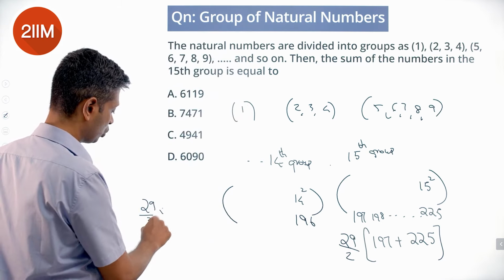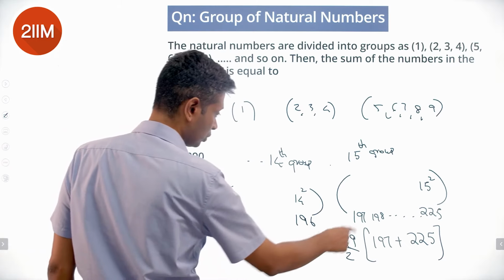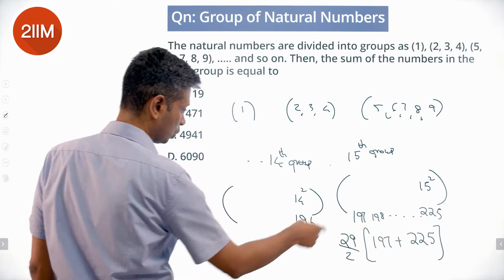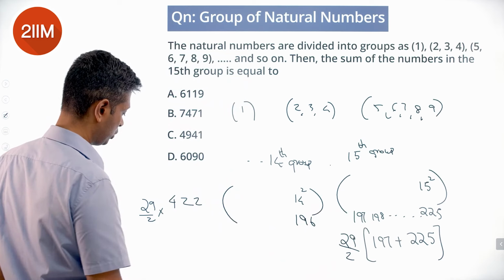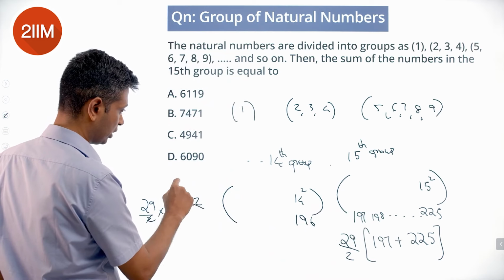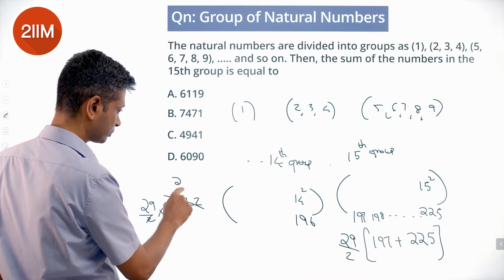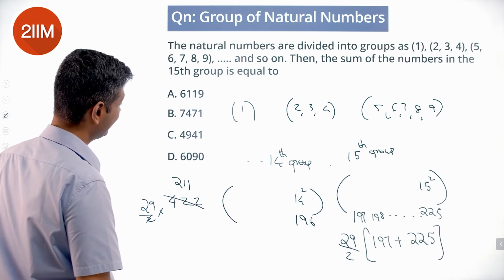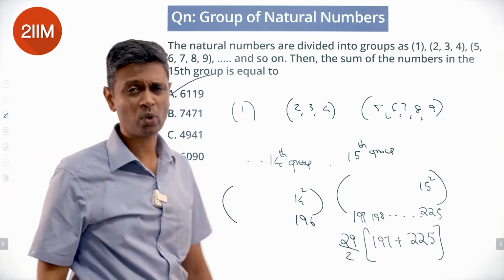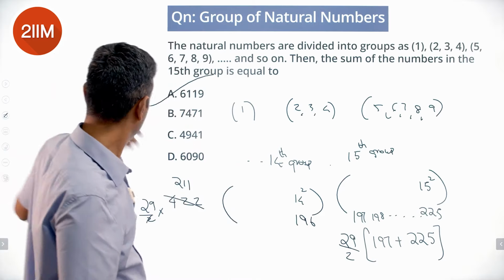29 by 2, 197 plus 225, 2, 10 plus 2, 12, 2, 1, 2 plus 2, 4, 422, or 211 into 29, should end in 9, is the answer. 6119, it should work.